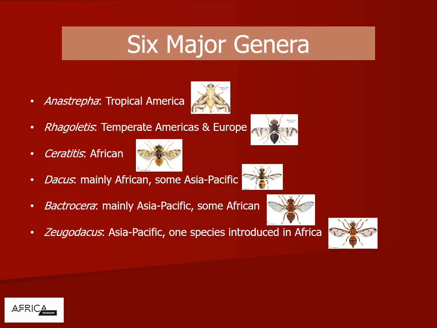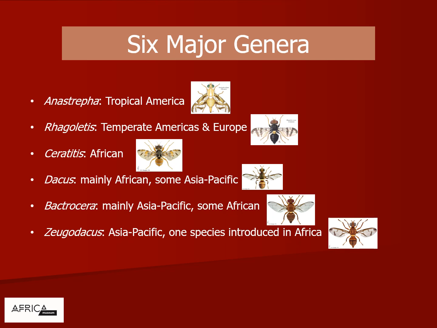As indicated in this general introduction, the family Tephritidae, or true fruit flies, is divided into genera. Worldwide, there are about 500 genera. In Africa, about 160. However, only 6 of these are of economic significance. Of these, 4 occur in Africa. You see the 6 genera listed here.